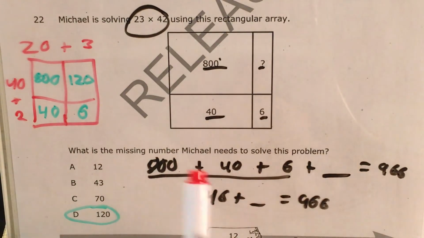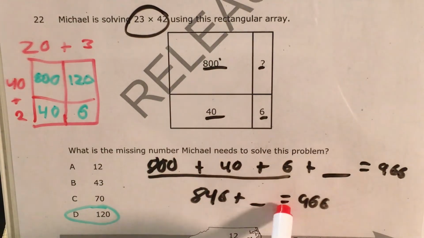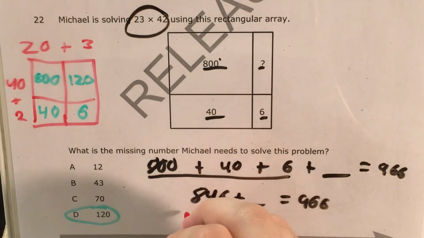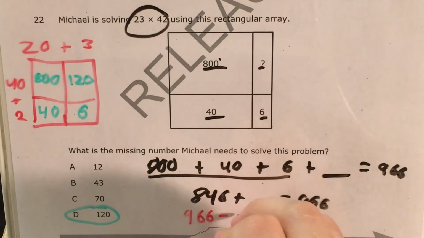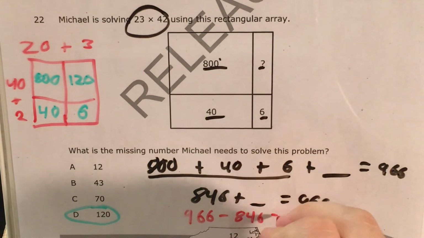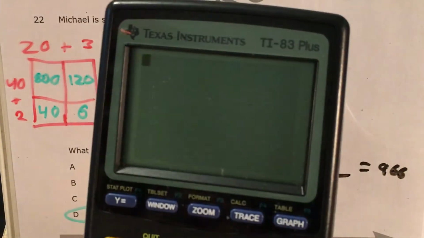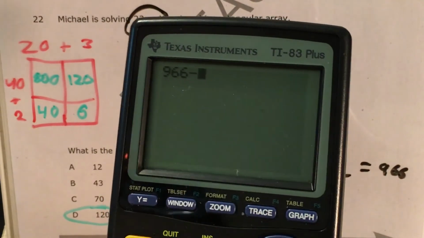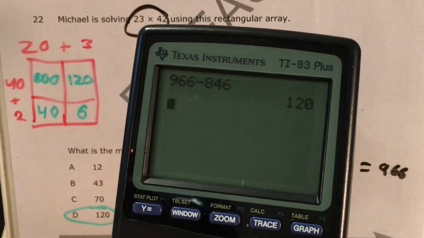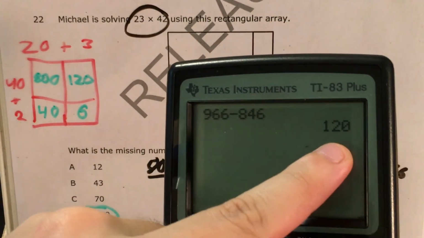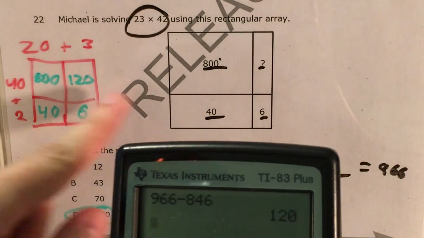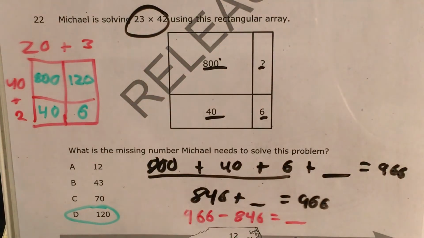And I'm going to say that if I know that 846 plus something equals 966, then I can say that 966 minus 846 equals that same number that I don't know yet. And now, since I have my calculator, if I'm using this method to solve it, all I'm going to have to do is figure out exactly what 966 minus 846 is, and it gets me 120. The same answer that we got from doing it the quote-unquote normal way.